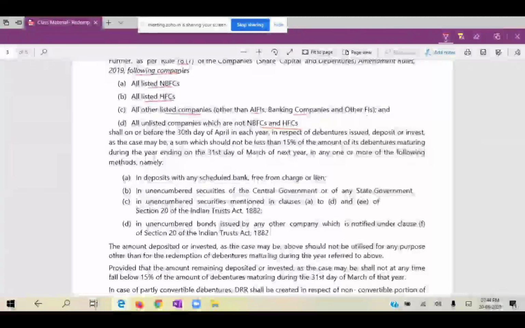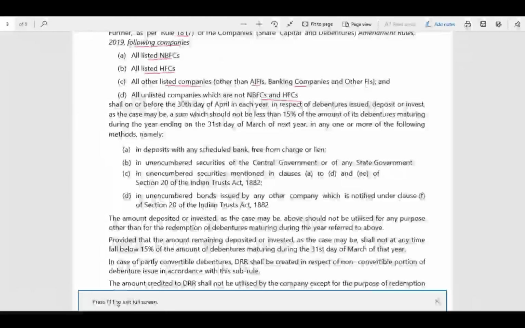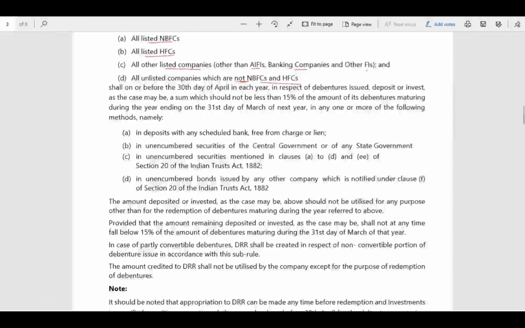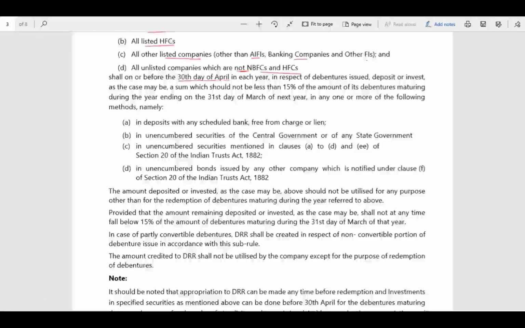That is an investment you're supposed to create for that. All other listed entities other than banking companies, AIFIs and other financial institutions, and all unlisted companies which are not NBFCs, shall on or before 30th day of April in each year, in respect of debentures issued, I repeat, deposit or invest, as the case may be, a sum which should not be less than, that is the word, not be less than. That means if you want to invest more than that, it is allowed, but it should not be less than 15% of the amount of debentures maturing during the year ending.